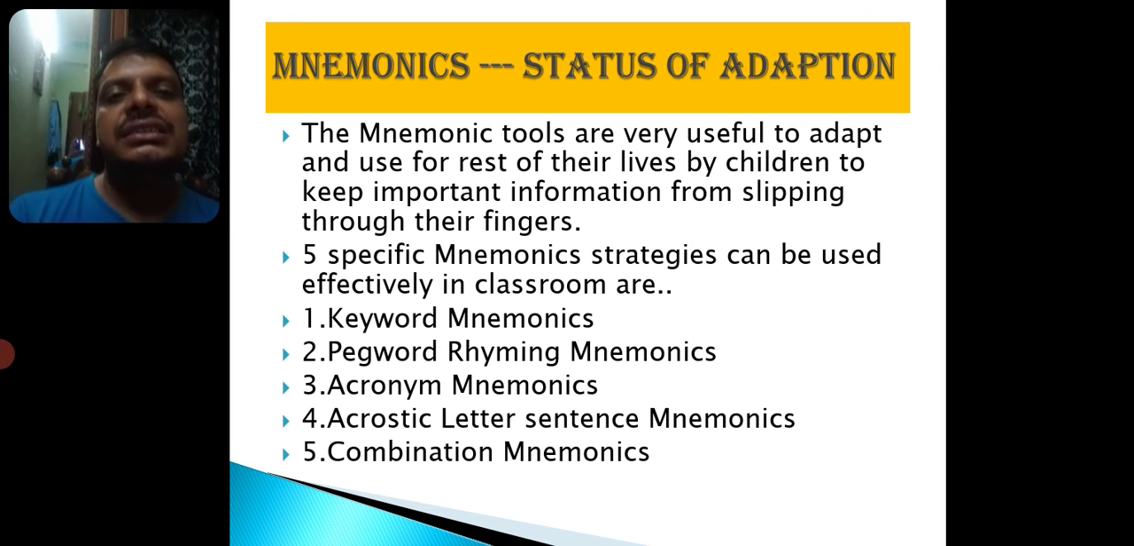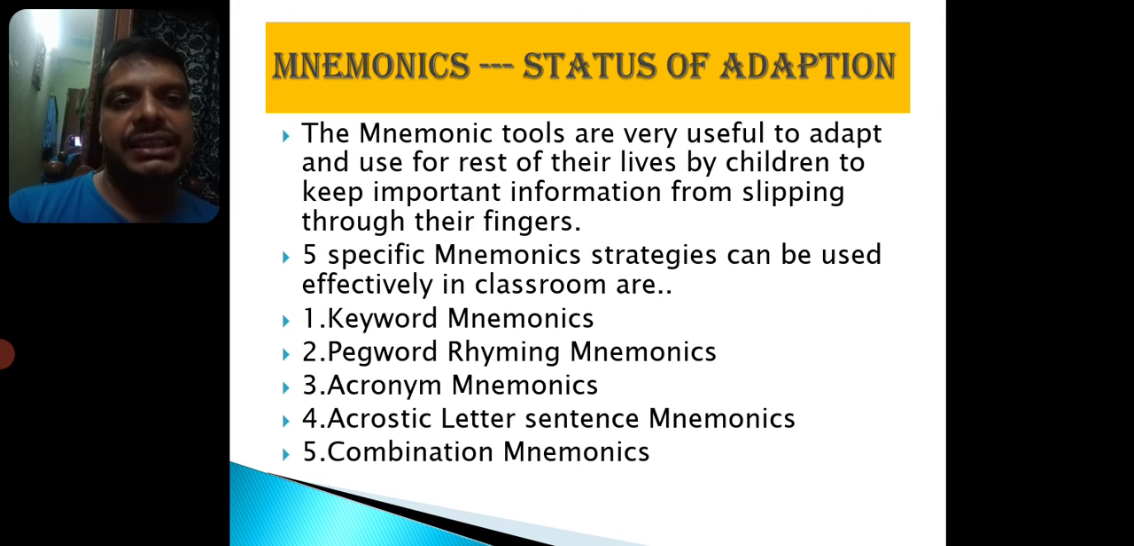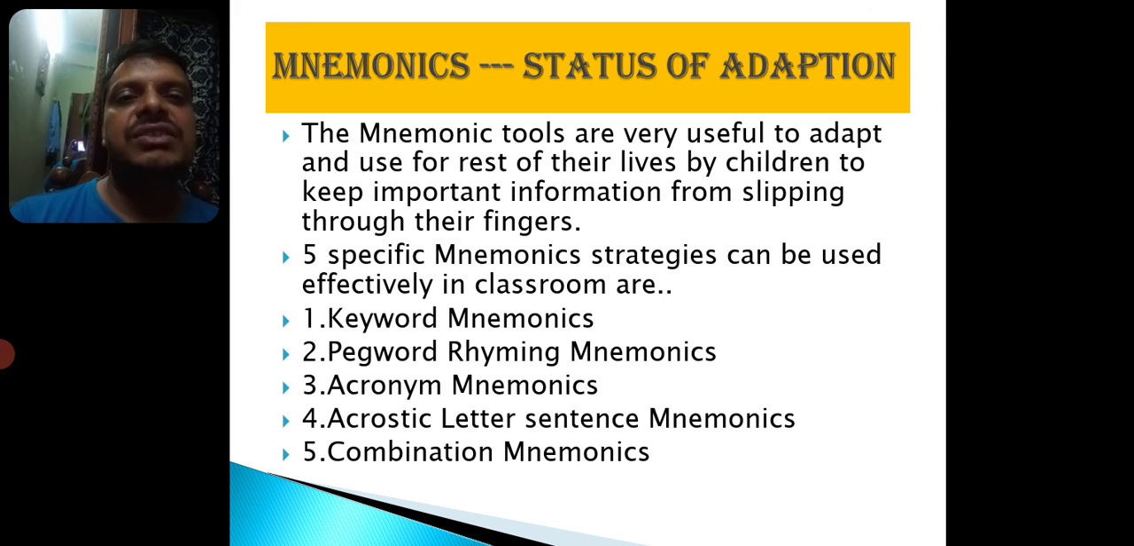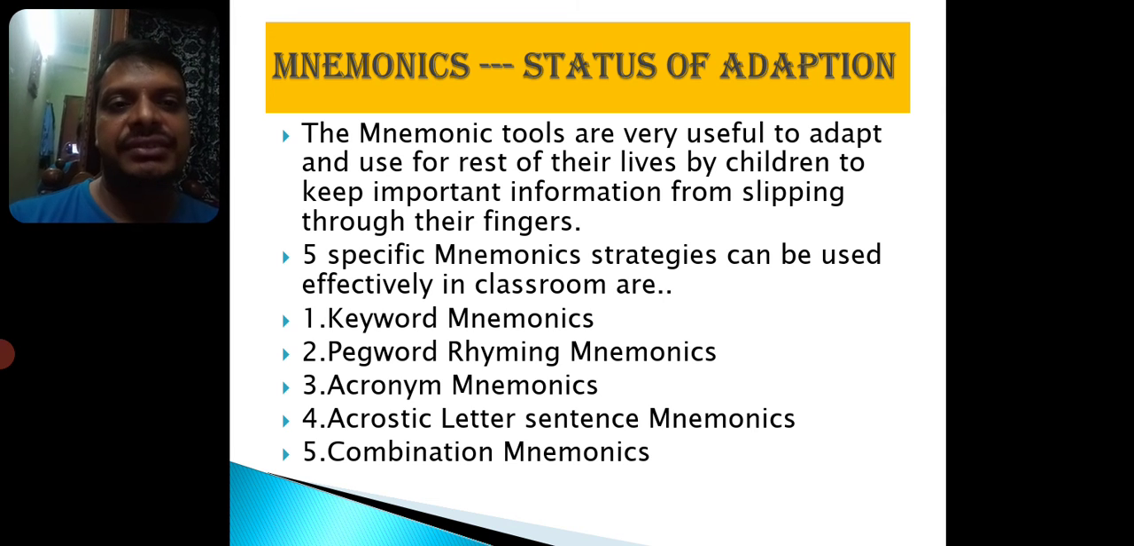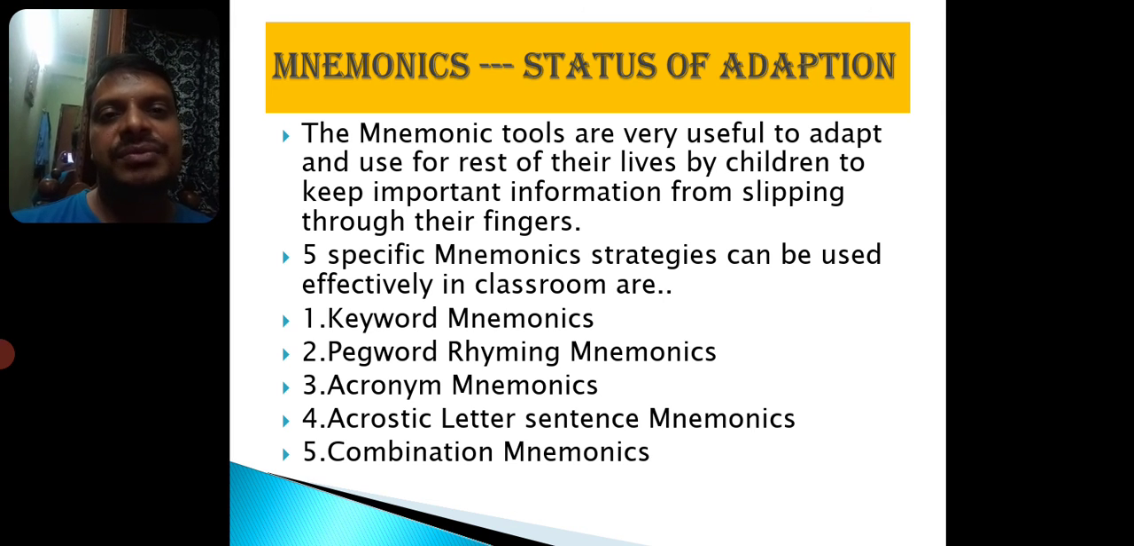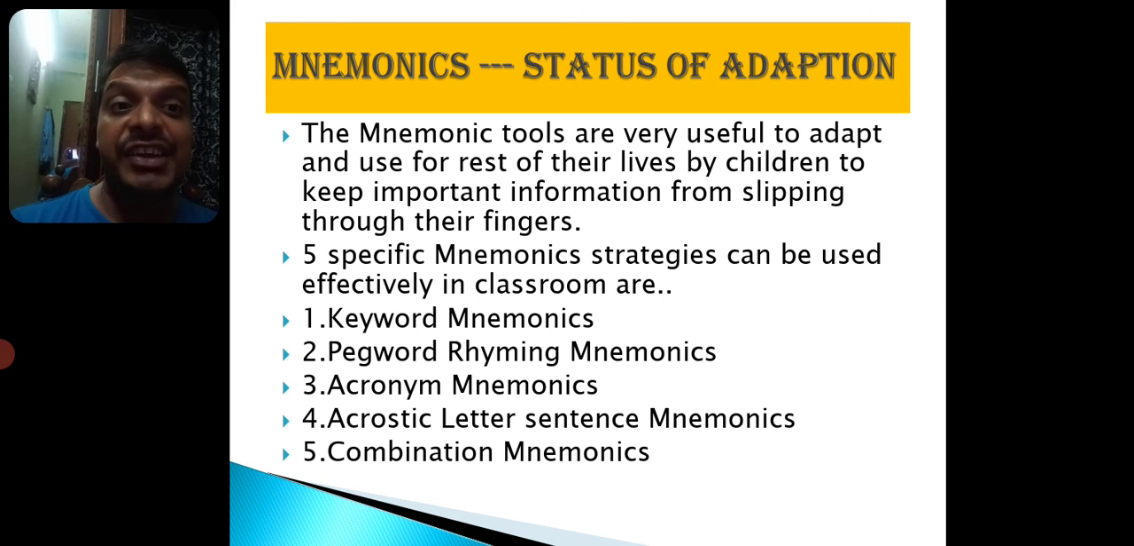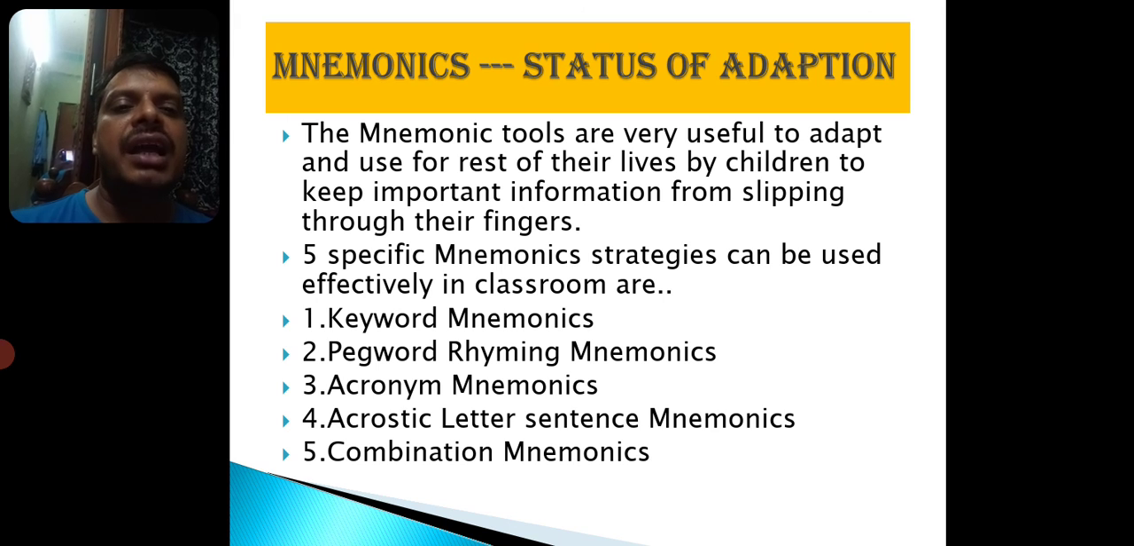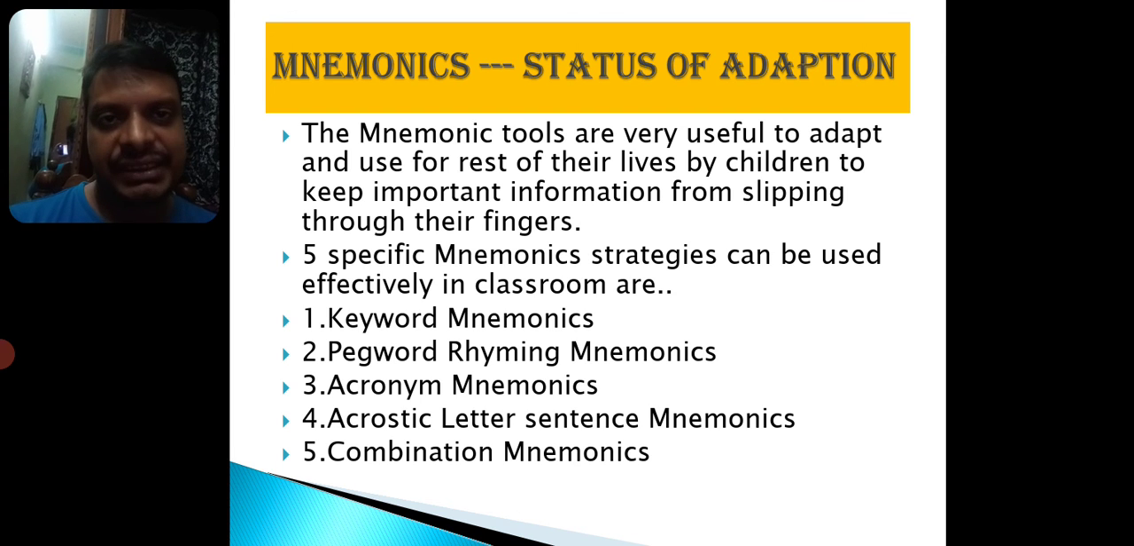Next you see the status of adoption of these mnemonics. Mnemonics are tools which are very useful for children to adopt and use for the rest of their lives, to keep important information from slipping through their fingers. Here we can see 5 specific mnemonic strategies that can be used effectively in the classroom. They are keyword mnemonics, pegword rhyming mnemonics, acronym mnemonics, acrostic letter sentence mnemonics, and finally combination mnemonics.